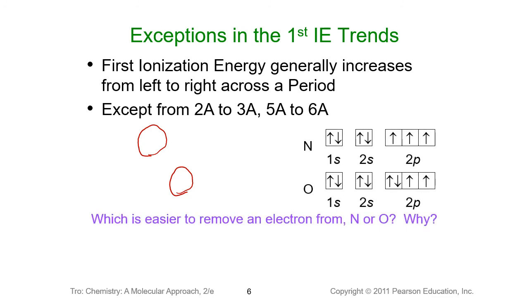What about if we look at nitrogen and oxygen? Which one is going to be easier to take the electron away? The first paired electron in oxygen is going to be slightly easier. Our nitrogen gains some extra stability from having a half-filled p orbital. This is why these oppose the trend a little.